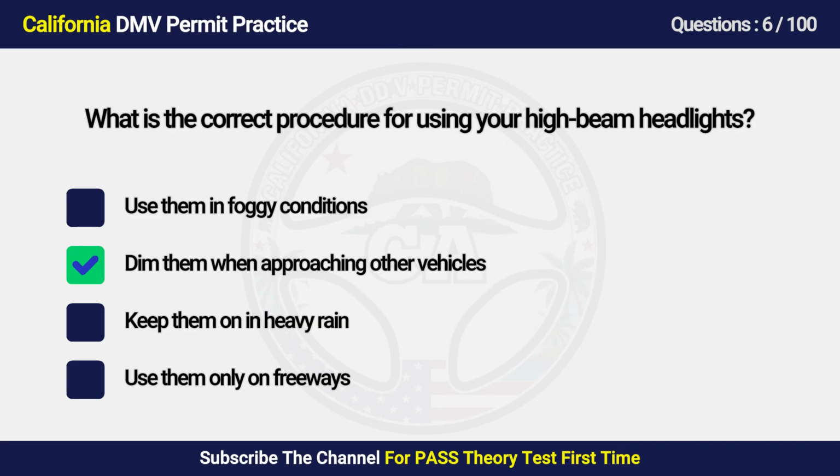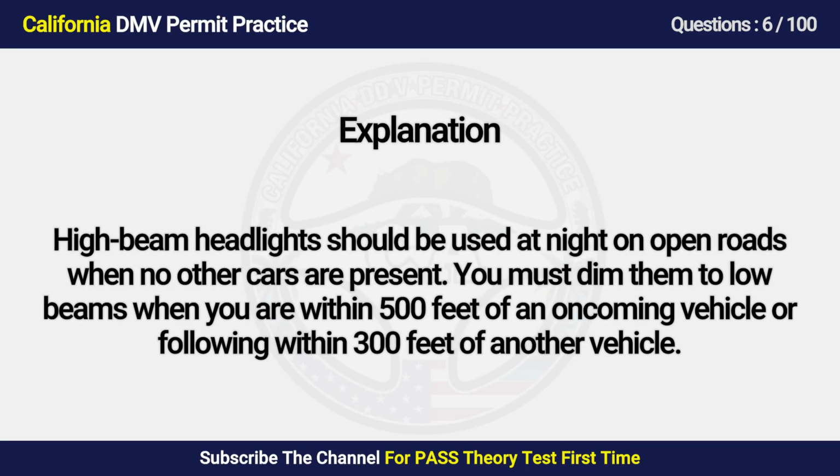Answer is B. Dim them when approaching other vehicles. Headlights should be used at night on open roads when no other cars are present. You must dim them to low beams when you are within 500 feet of an oncoming vehicle or following within 300 feet of another vehicle.